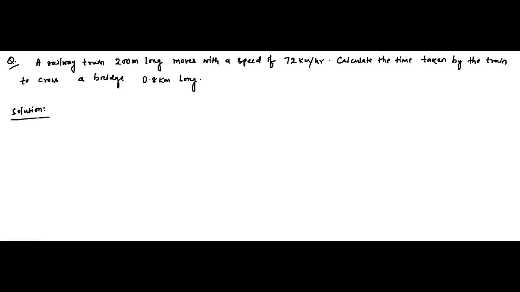Hello friends, so here is another question, and it has been given that a railway train 200 meters long is moving with a speed of 72 kilometers per hour. Calculate the time taken by the train to cross a bridge 0.8 kilometers long. Okay, so let us try to visualize this question because it is very important and involves a very important concept.